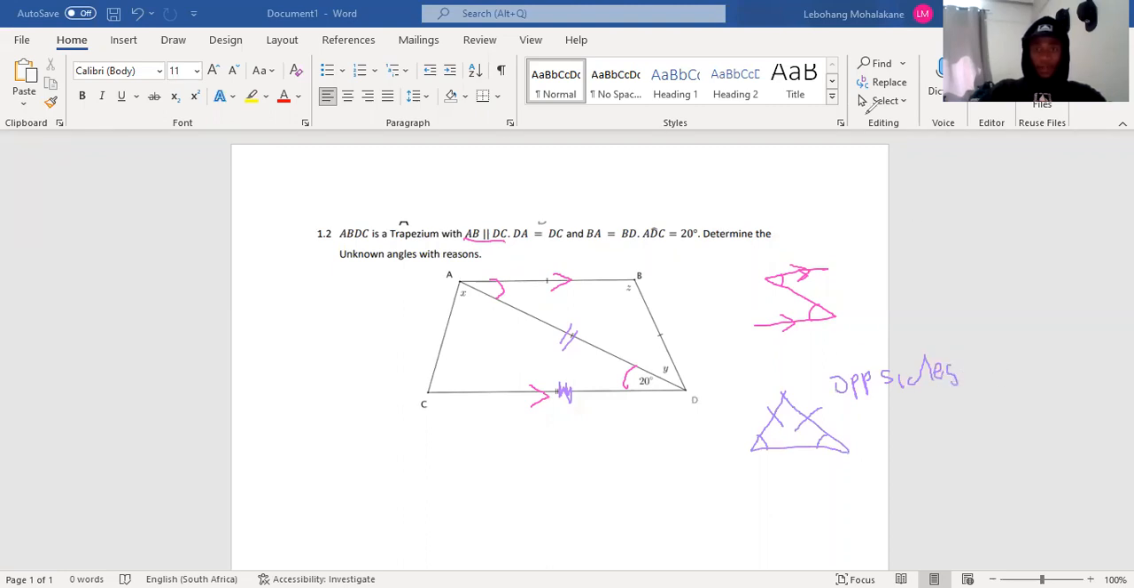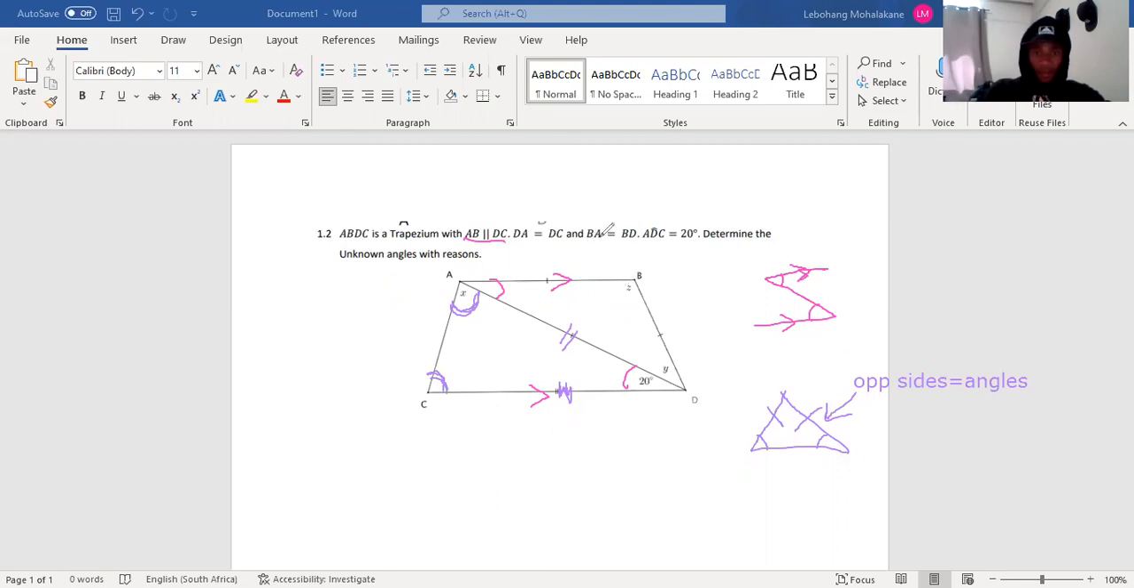Here I can just use text instead of this. Opposite sides equal, then equal angles. This is the reason. That is the property for this one. If ever you have opposite sides being equal, it means the angles too are equal. So you're going to have this angle being equal to this one because the sides are equal.